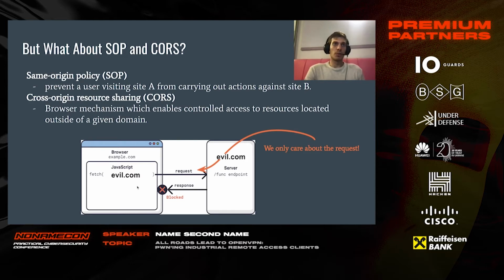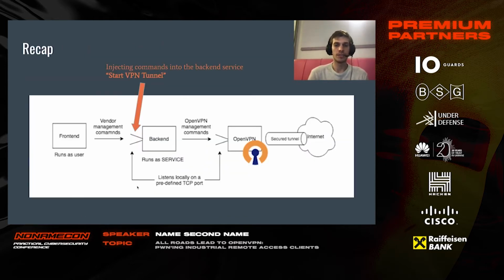So let's do a quick recap. What we have here is the same diagram that we've discussed before. And what we're doing is actually injecting commands to the backend service from an HTTP payload through a browser in this case. That's why our attacks are called one-click, because it only requires the victim to click on a link that we send him through WhatsApp or Facebook or whatever, and once the victim goes onto our website, we can start this OpenVPN chain.